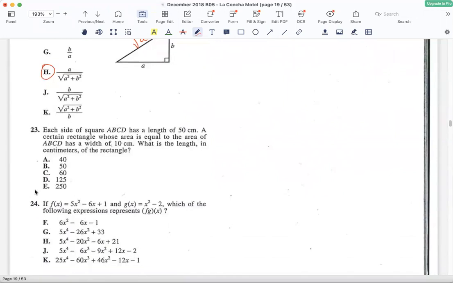Each side of a square ABCD has a length of 50. A certain rectangle whose area is equal to the area of ABCD has a width of 10. What is the length of the rectangle? Okay, so area is equal. So 50 into 50, which is the area of the square, is 10 times x, which is the area of the rectangle, where x is the length.